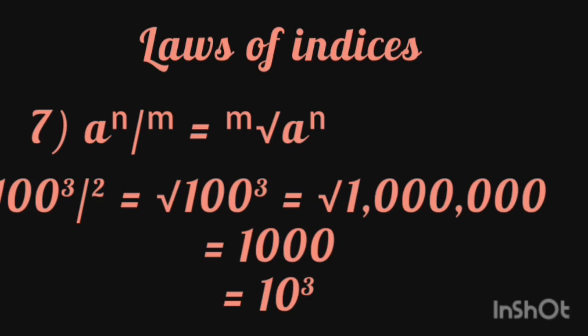And the square root of 1 million is 1000. 1000 is the same thing as 10 raised to the power 3. So 100 raised to the power 3 all over 2 will give us 10 raised to the power 3 as the answer.